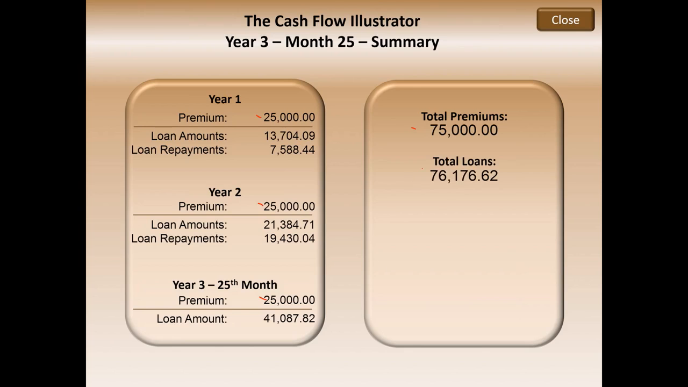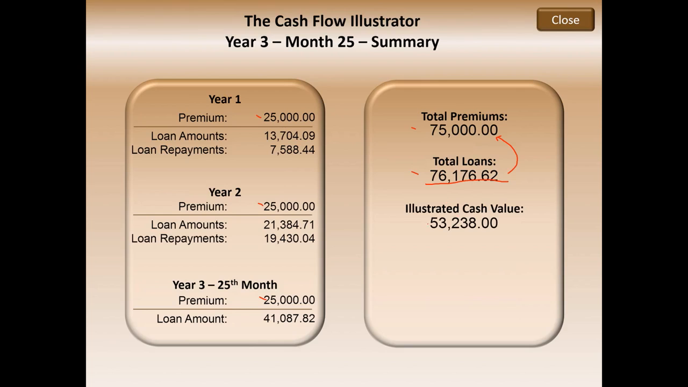Okay, loan amounts so far have been 76,000, and this is what I wanted to show you on this page. Our total loans now have been over what we paid in premiums so far. Sometimes on a rated case it takes a little bit longer than 3 years for that to happen, or if you're using different loan repayment terms.